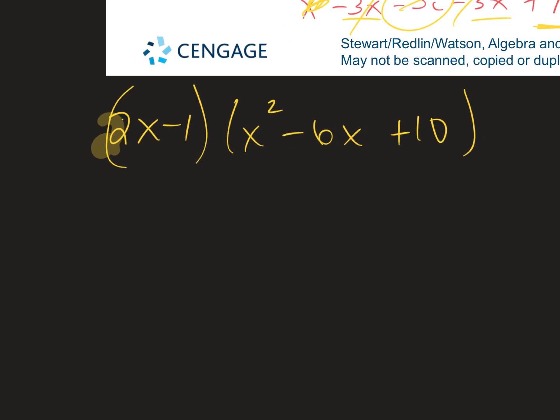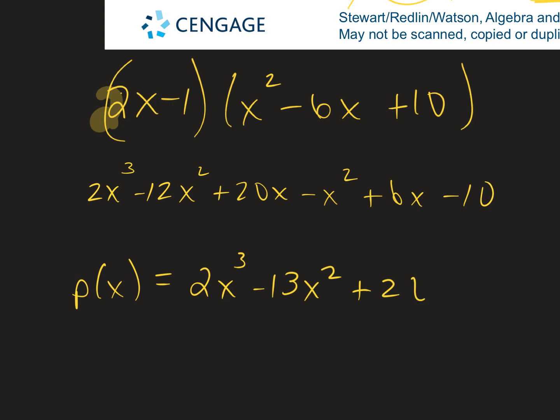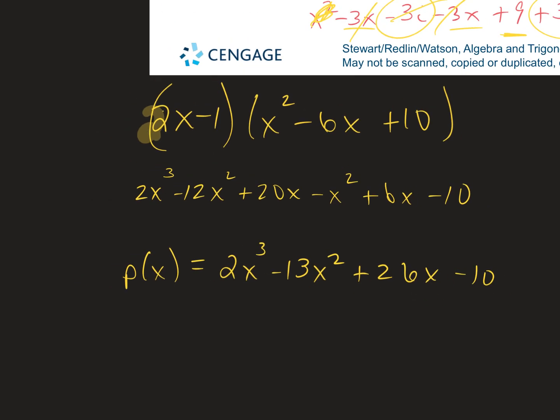So now we would just multiply. 2x times x squared is 2x cubed. 2x and negative 6x, so negative 12x squared. 2x and 10 is plus 20x. Negative 1 and x squared is minus x squared. Negative 1 and negative 6x is plus 6x. And negative 1 and 10 is negative 10. Did I not put it? Sorry. Thank you. So now f of x, p of x, h of x, however you want to write it. I have 2x cubed. Negative 12 and a negative 1 is negative 13x squared plus 26x minus 10. So there's your polynomial.